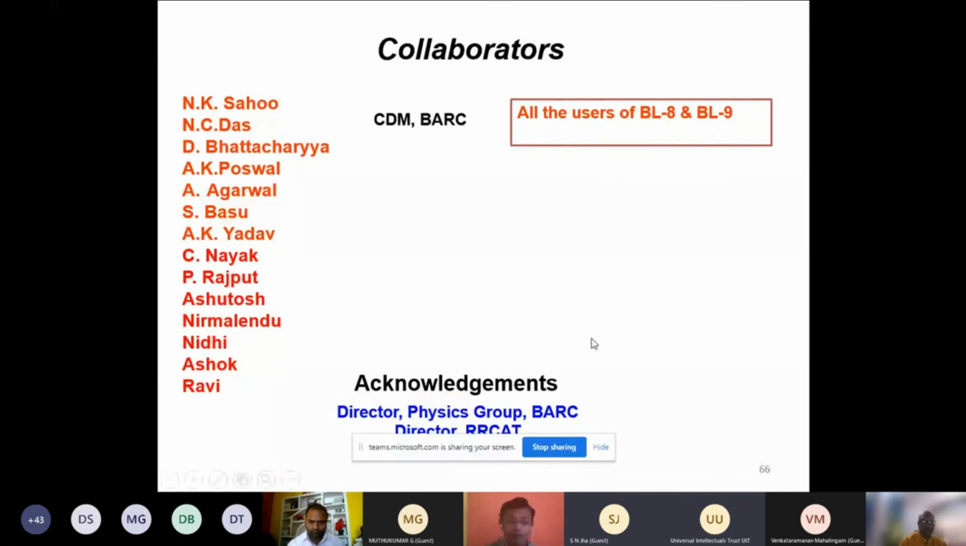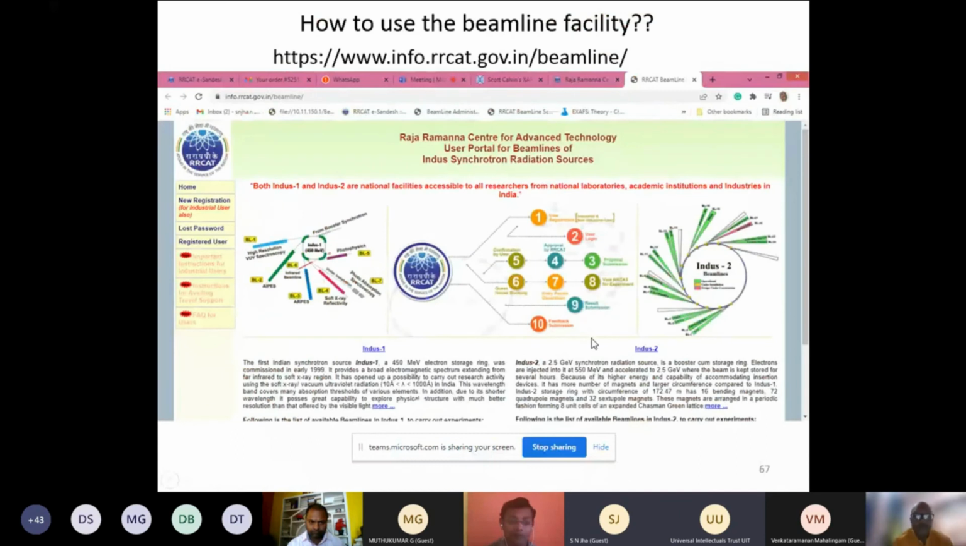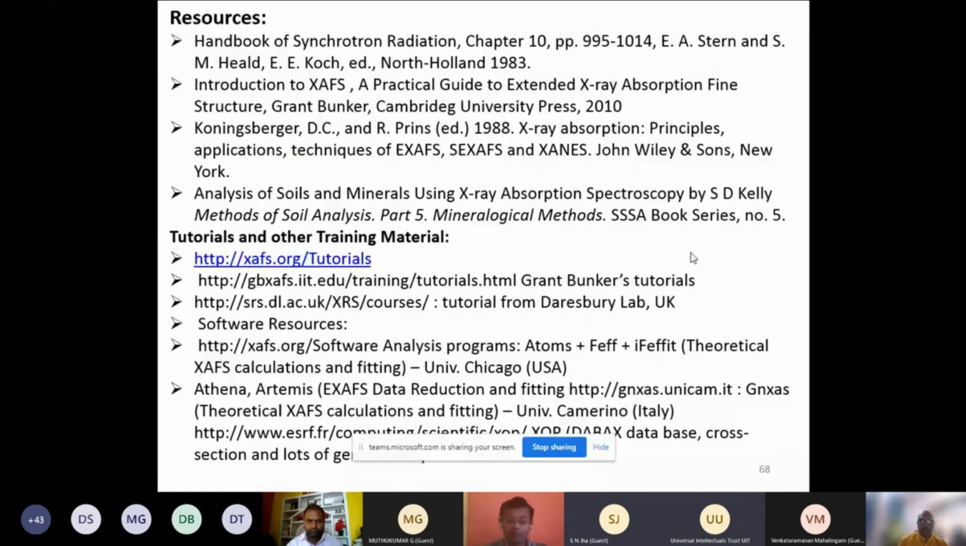And this slide shows how to use the beamline facility. You can visit this website, register yourself, write down the proposal, and then use any beamline. These are the Indus 1 beamlines available, and these are the Indus 2 beamlines. And these are some resources which I have used and which can be used for further detailed studies: resources on the Synchrotron handbook, resources on EXAFS, and various tutorials.